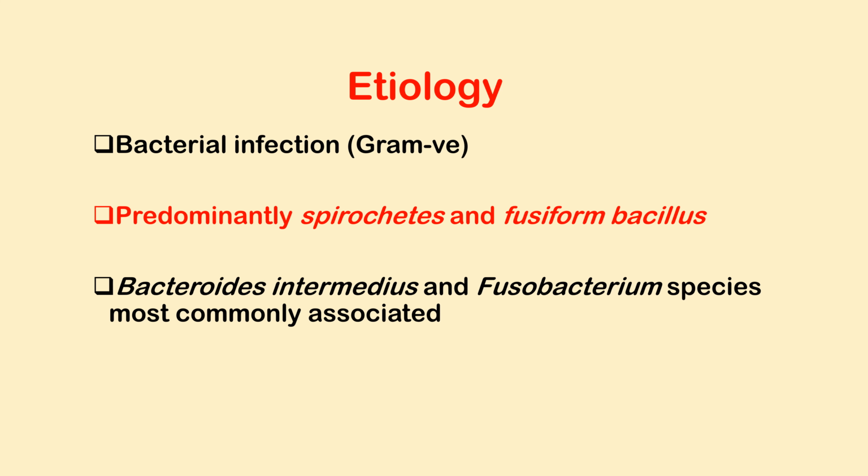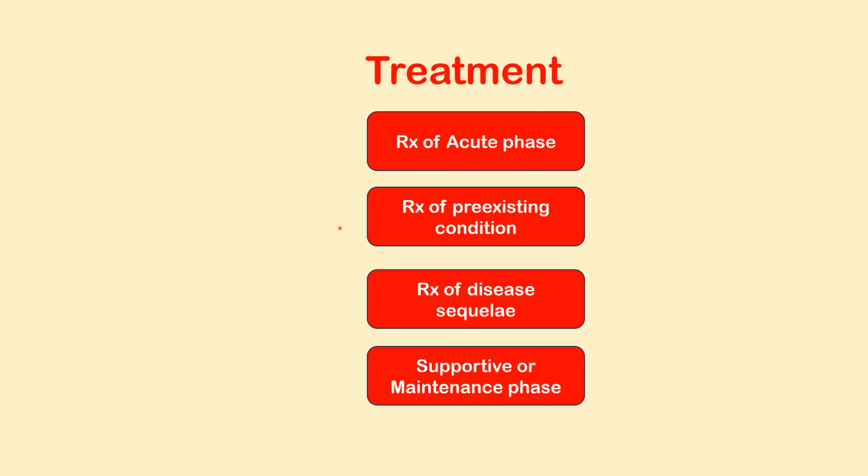Now let's talk about the management or treatment of this condition. ANUG is treated in different phases. First one is treatment of acute phase. Second one is the treatment of pre-existing condition. Then treatment of disease sequelae, and last is the supportive or maintenance phase.